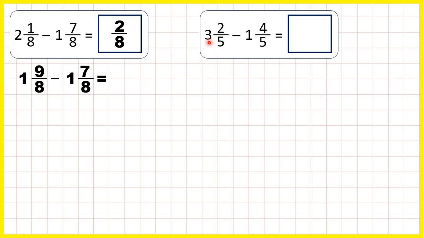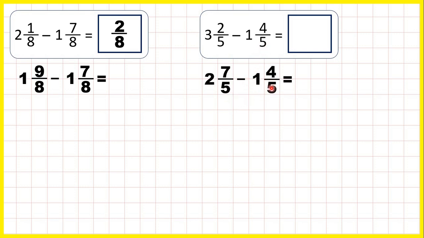If we take 1 away from our whole number, 1 less than 3 is 2, and that means we can add the denominator to the numerator. 5 plus 2 is 7, so our numerator is 7 and our denominator stays the same. So 2 and 7/5 is the same as 3 and 2/5, but now we can subtract.